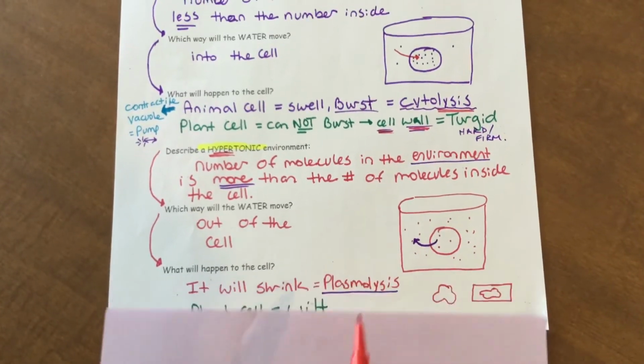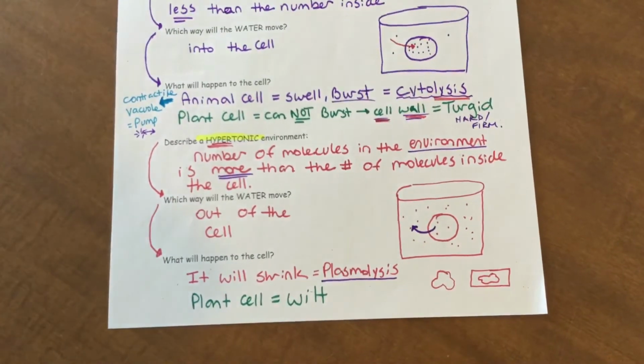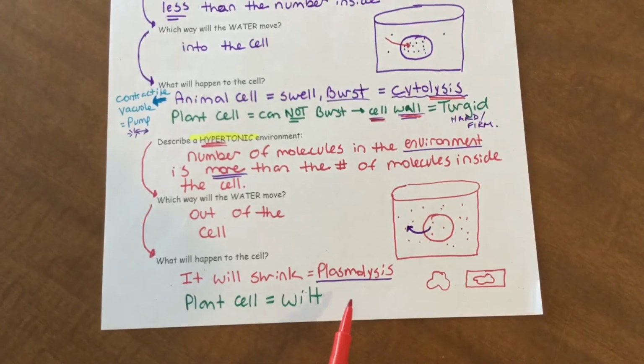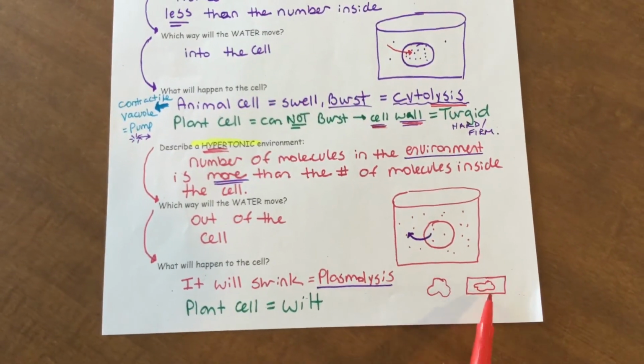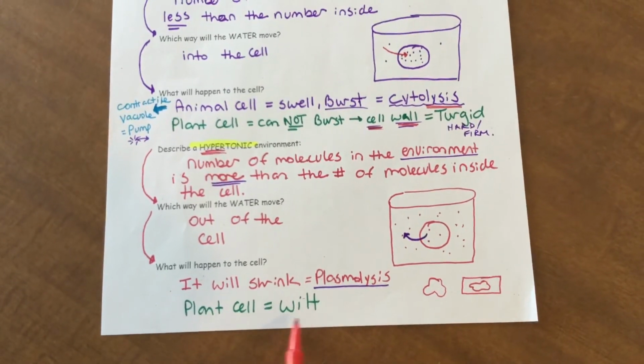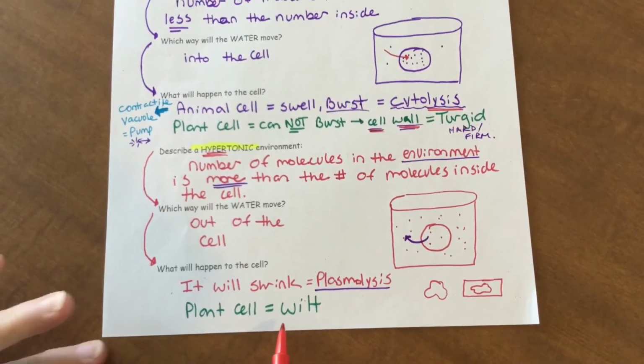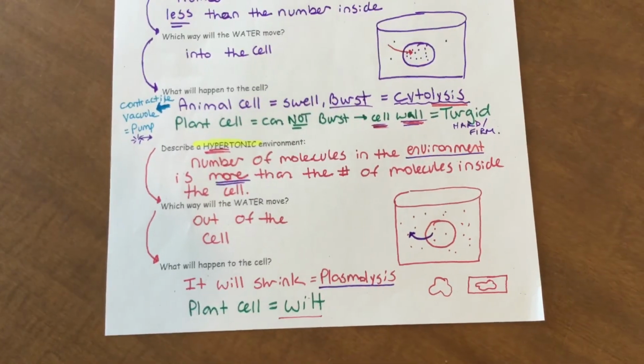As water comes out, the cell will shrink through the process called plasmolysis. It'll shrivel up. If it is a plant cell, because of the cell wall, you can't see the shrinking as much, but the plant will actually wilt. It'll kind of get bendy and it will shrink up.